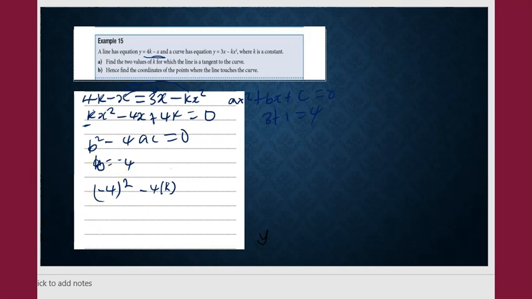So y equals, because we have y equals 4x minus, it is 4k minus x. So if we have 4k minus x, y will simply be equal to negative 4 plus 2, such that we are going to have this as negative 2.